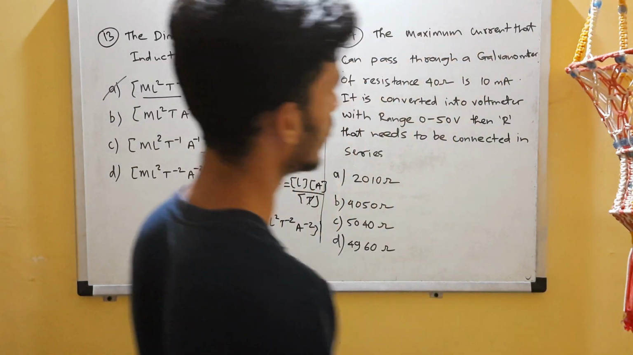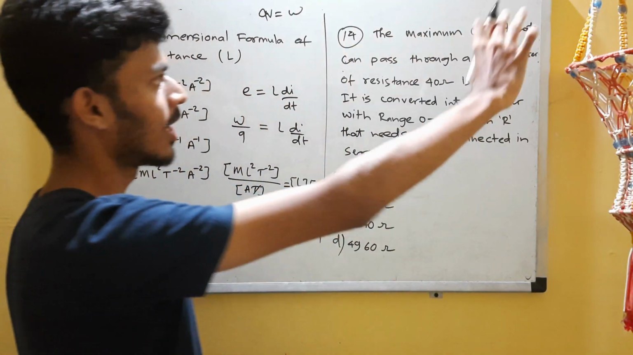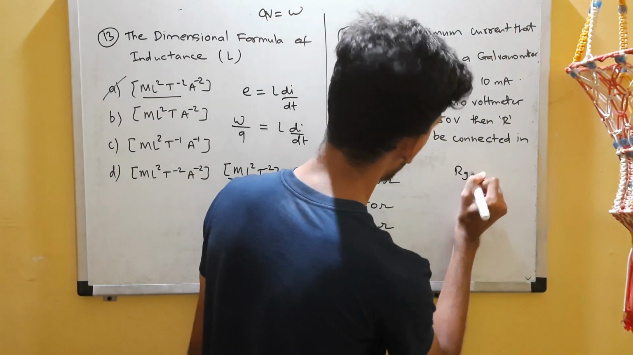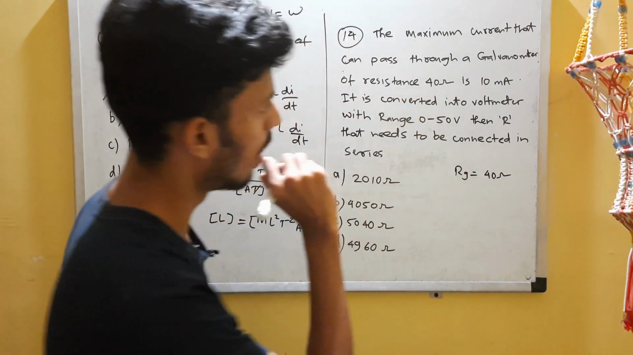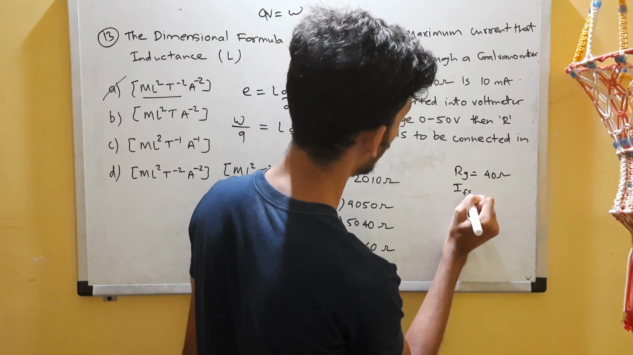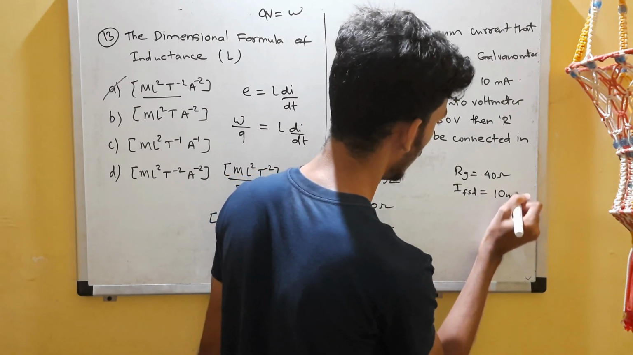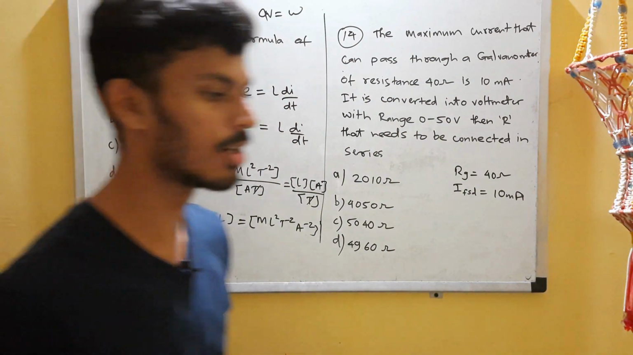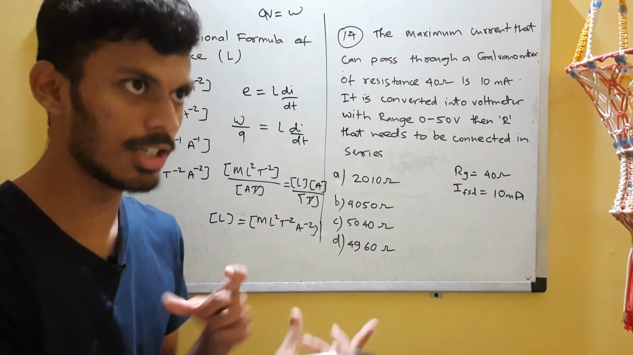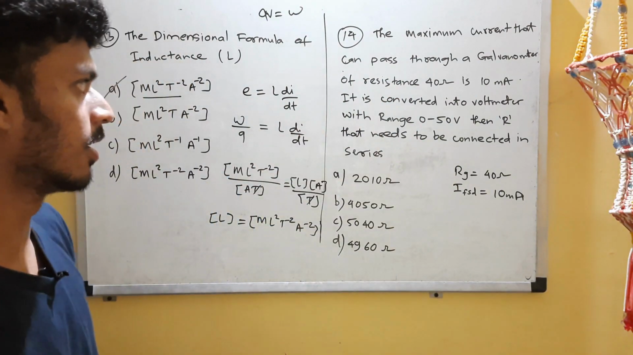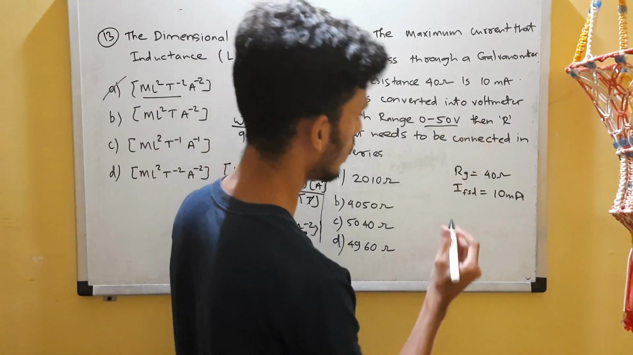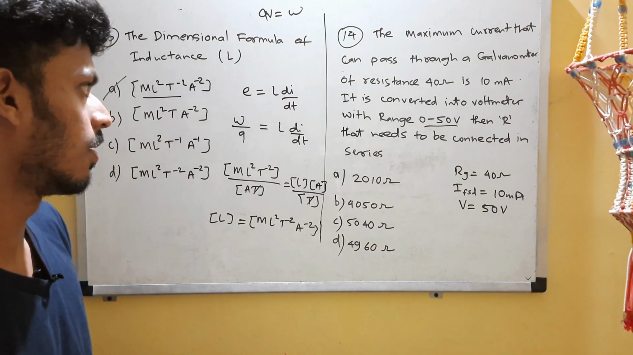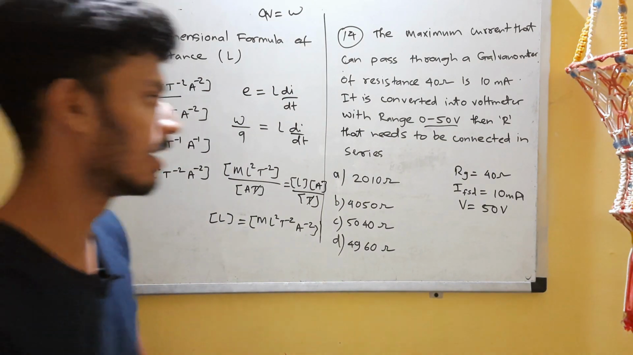Let's come to this straightforward question now. We are given that this galvanometer has a resistance of 40 ohms. The maximum current, which means the full scale deflection current, is 10 milliamperes. Okay, it is converted into a voltmeter. Now we use a resistance R, which is connected in series, in order to convert the galvanometer to a voltmeter, right? And the range is 0 to 50. So basically the maximum voltage that it can measure is 50 volts. Okay, so then what is the resistance that needs to be connected?